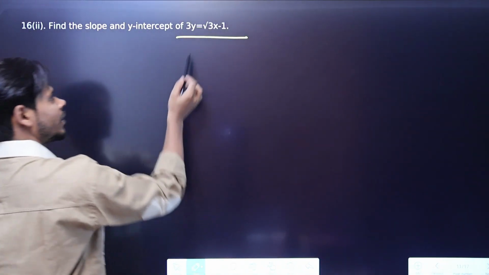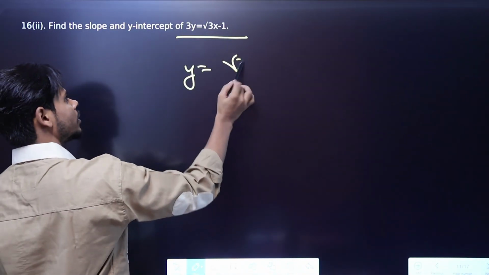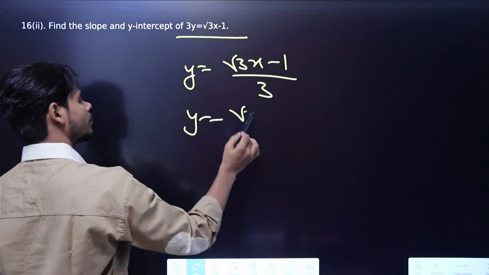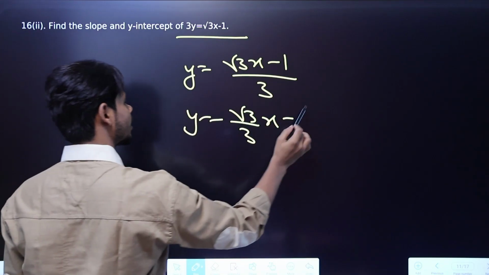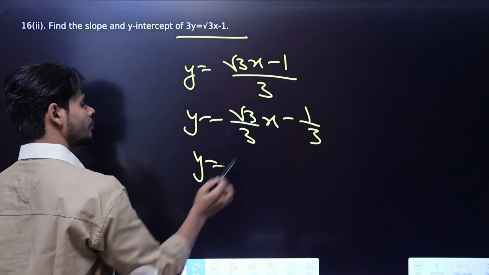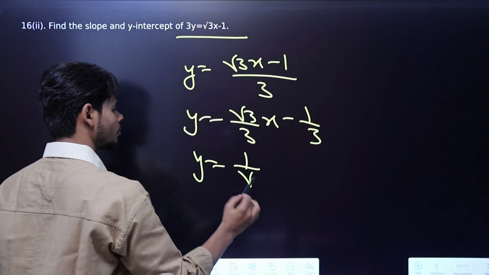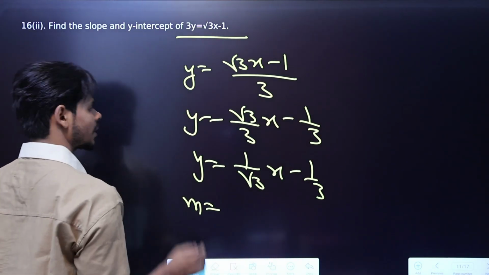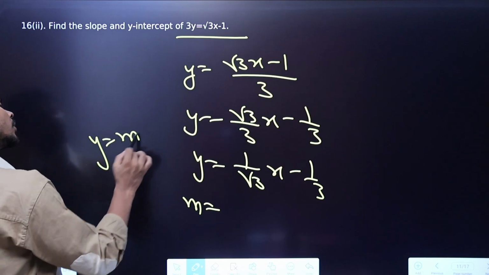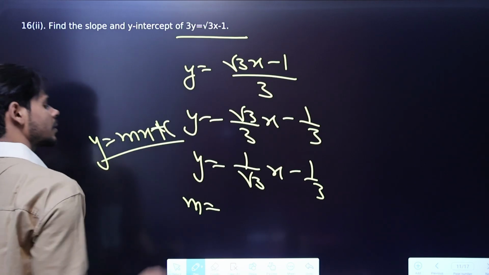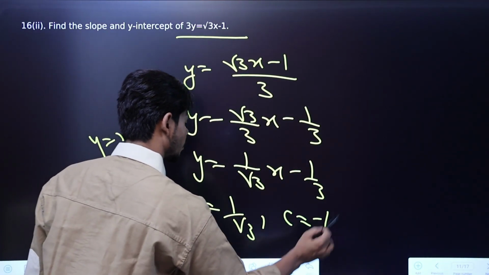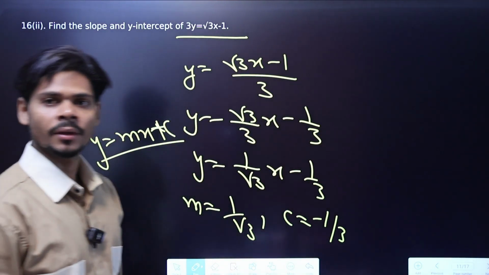Again same thing, we need to first find y. y is equal to root 3 times (x minus 1) whole divided by 3. So y will become root 3 divided by 3 times x minus 1 by 3, which we can write as 1 by root 3 times x minus 1 by 3. So slope will be the coefficient of x. If we compare with y is equal to mx plus c, slope will be 1 by root 3 and this will be the y-intercept. Remember, don't forget this sign, guys.